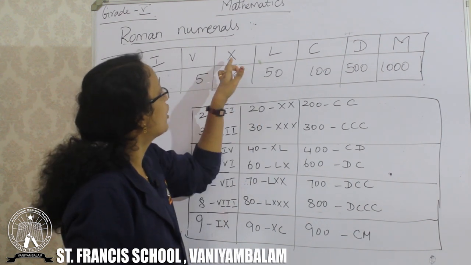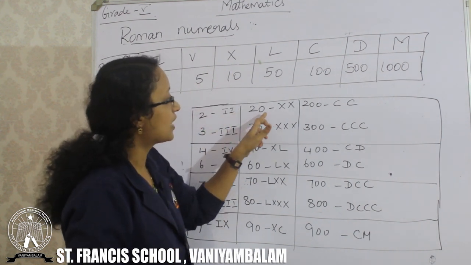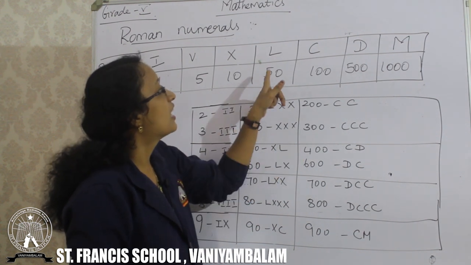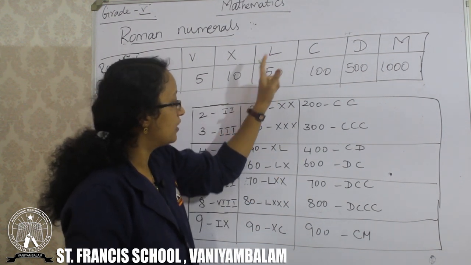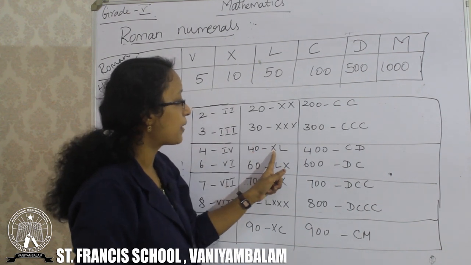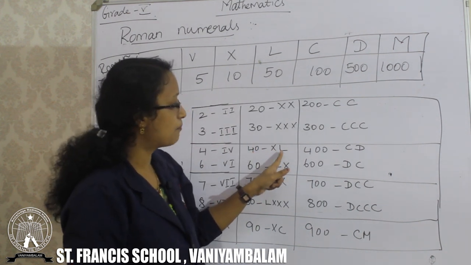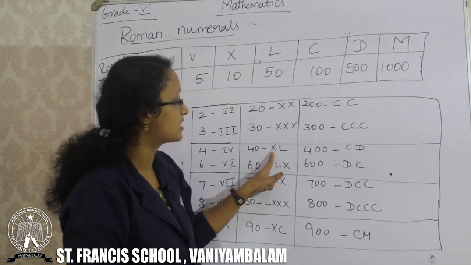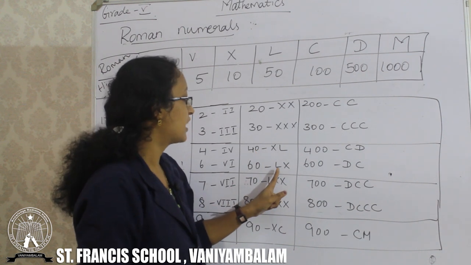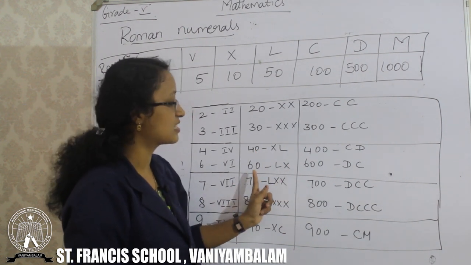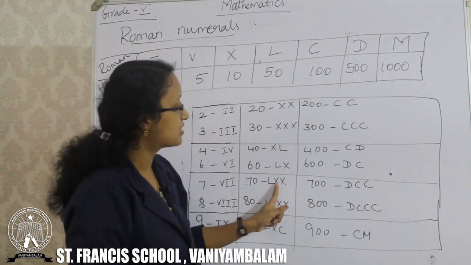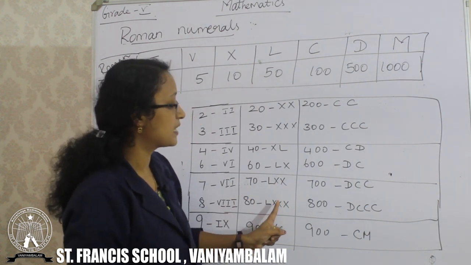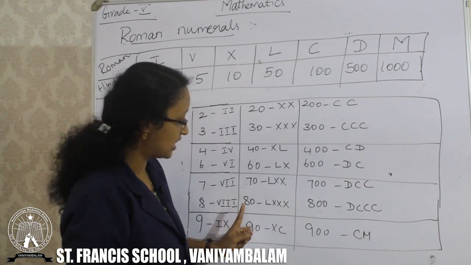20 means your X is 10. So, 20 means 2 times X. 30 means 3 times X. And for 50, you know L. So, 40, you will subtract what? L minus X. That is, L is 50. So, 50 minus 10 is 40. Next, 50 plus 10 is 60. 50 plus 10 plus 10 is 70. 50 plus 10 plus 10 plus 10, 80.